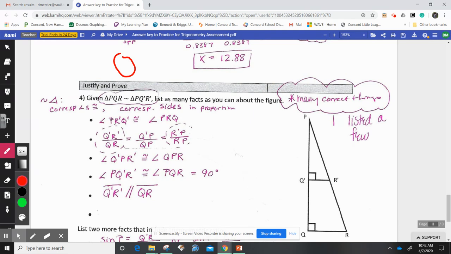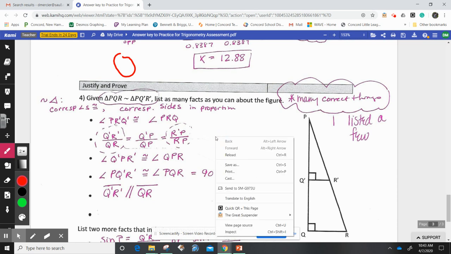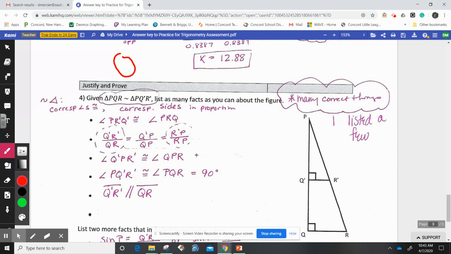You should have 3 angles equal to each other. So like I could have angle P is equal to angle P. That's a reflexive property. We know that. Let's see, what other facts do we have? And then all the sides are going to be proportional. So that's written right here. And we have angles being congruent.